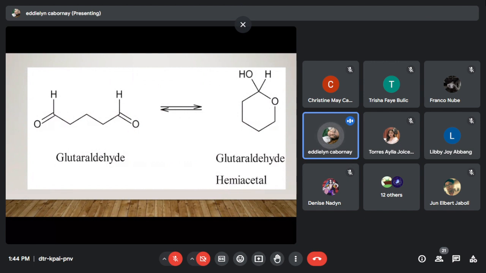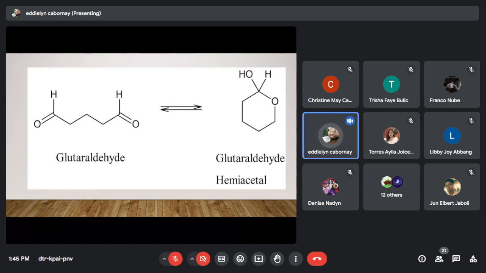So we have here the formation from glutaraldehyde to glutaraldehyde hemiacetals. Glutaraldehyde hemiacetal is a chemical compound formed from glutaraldehyde through a chemical reaction known as hemiacetal formation. It retains some of the chemical properties of glutaraldehyde, including its ability to cross-link proteins and other biological molecules. However, the presence of the hemiacetal functional group may alter its reactivity and stability compared to glutaraldehyde.